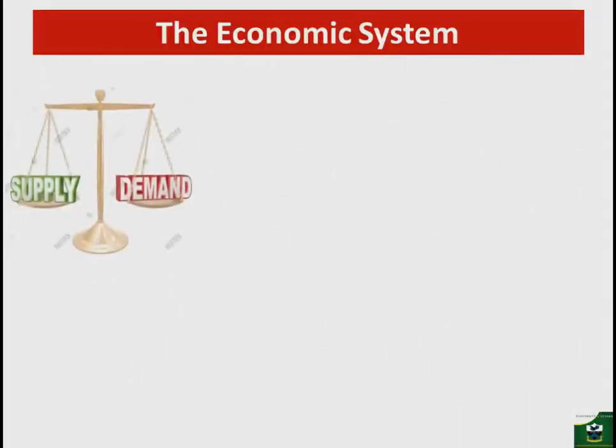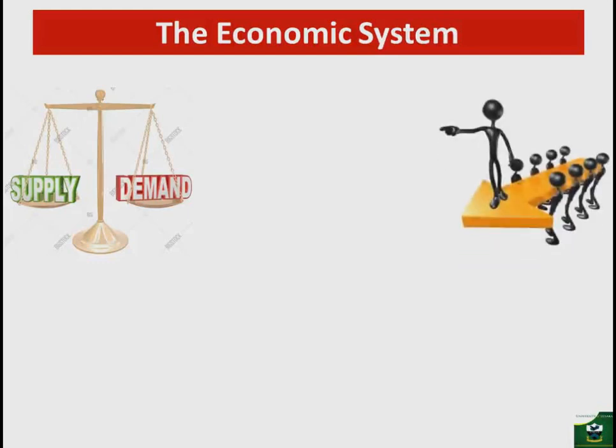So think about the market economy. In the market economy, we have the demand side and the supply side. So it is the forces of demand and supply that help in deciding what, how, and for whom to produce. In other words, the private sector is taking the key role in making the decisions in the economy.